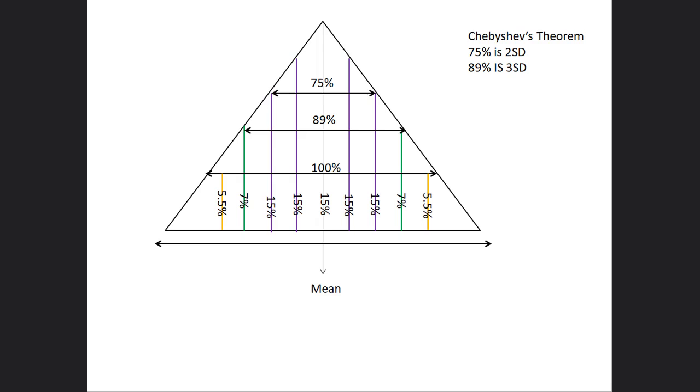We divide by 2 so we can get equal percentages to the left and to the right. If we were to add all these numbers from 5.5% to the other 5.5%, we would get 100%.